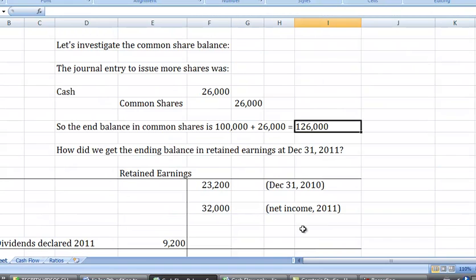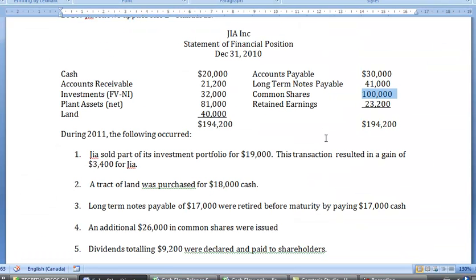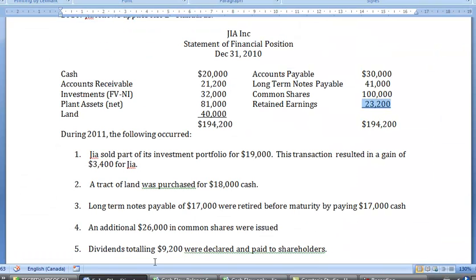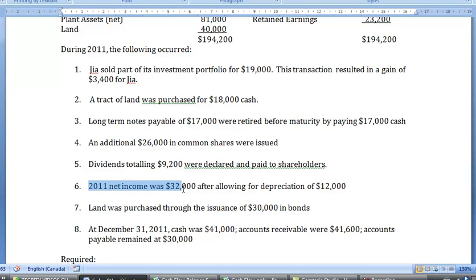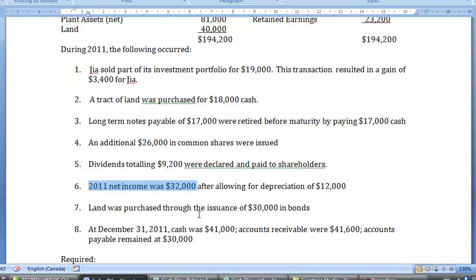Well, let's use the data. We know that our ending balance in retained earnings at the end of 2010 was $23,200. If you go back to the original question, they gave you that. We also know in our question that our net income for 2011 was $32,000. How do we know? The question told us that as well. It was $32,000. We also know that we had dividends declared, and when we declare dividends, we declare them through retained earnings. And they told you in the question that the dividend declaration was $9,200.